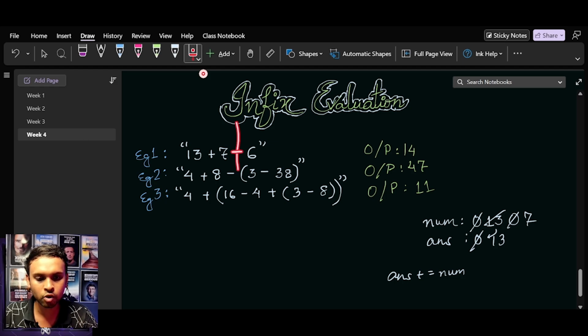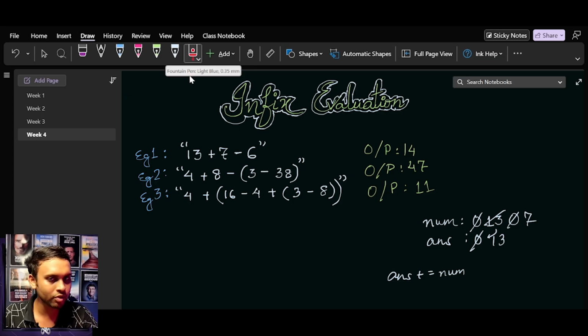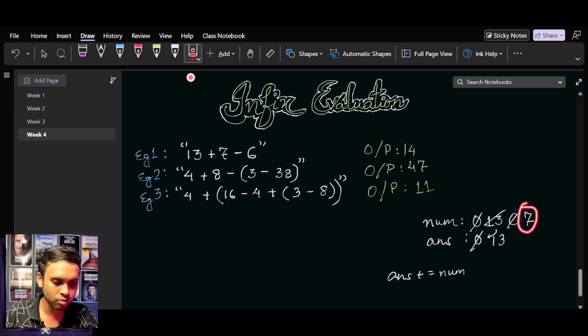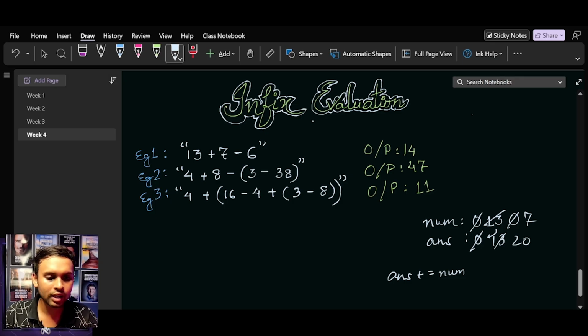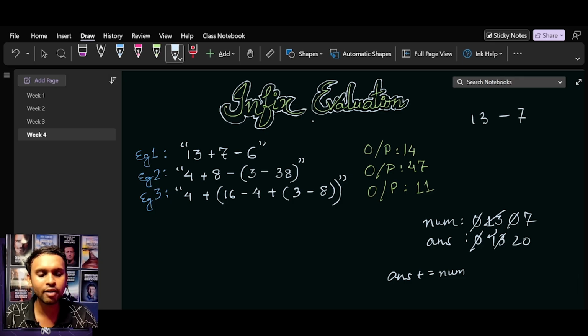As soon as it finds a non-digit character, it will say that the second operand is 7, I have found it, right? So this 7 also I should add to my answer. I will do answer plus equals num, because I need to add this to my first operand, right? So basically what will happen, in my answer 20 is there. Now what if it was 13 minus 7? How could I have done it?